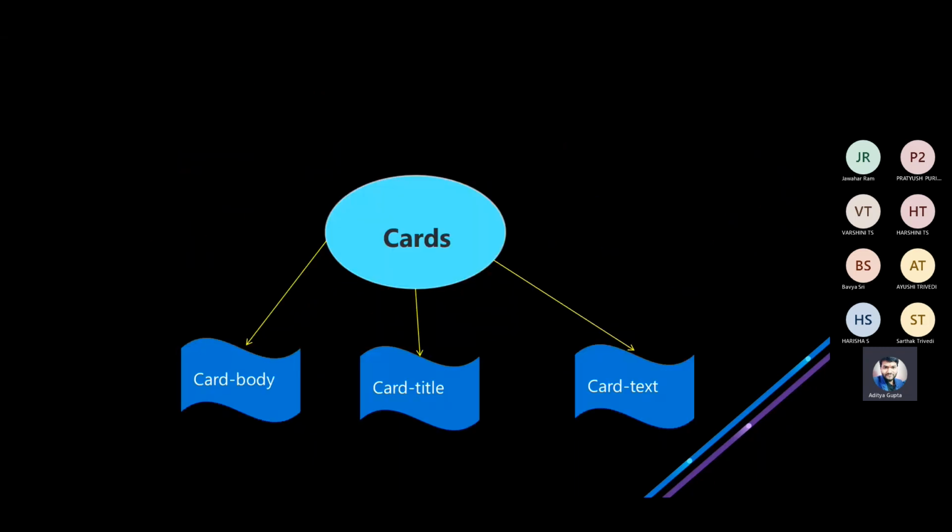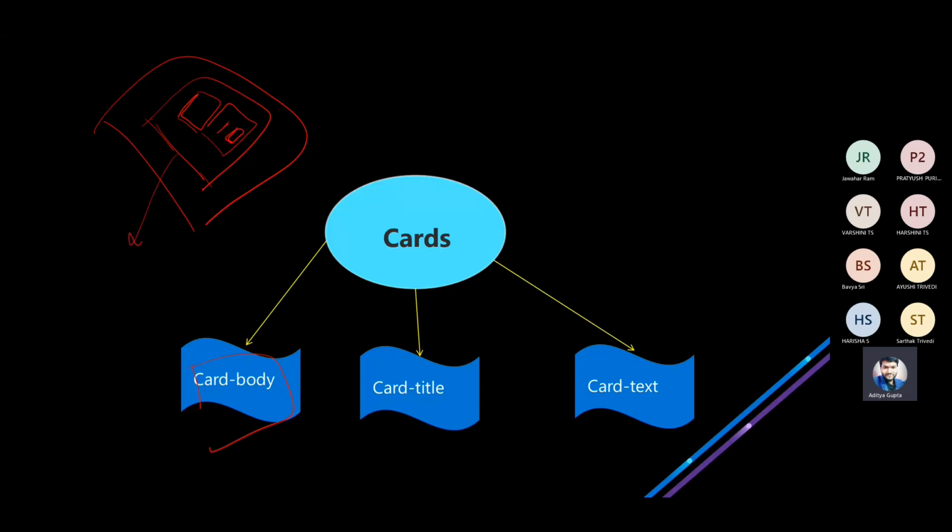Cards have three components. First is the card body, which is the whole thing. Let me draw a structure to explain. Let's say this is a box, a rectangle or a square, in which there is an image of you. Then there is something about your designation, and there is a button. This rectangle is the card body. Now, the card title: you have a name here.